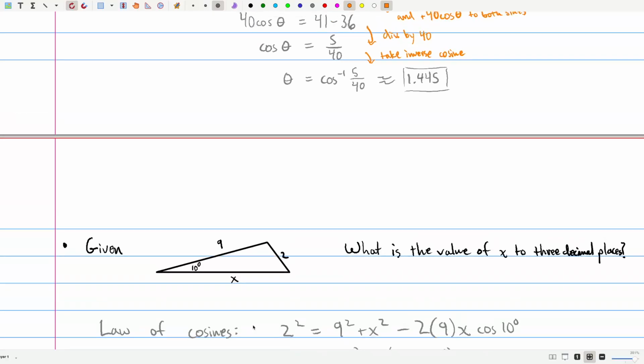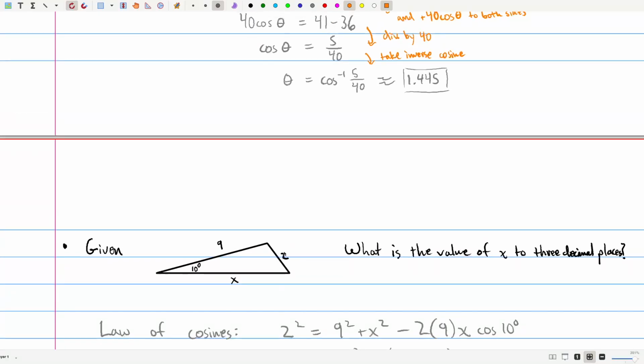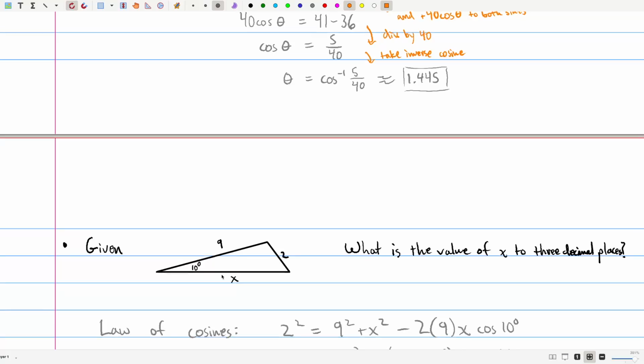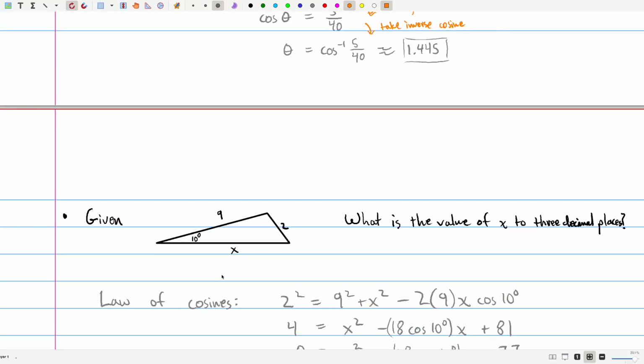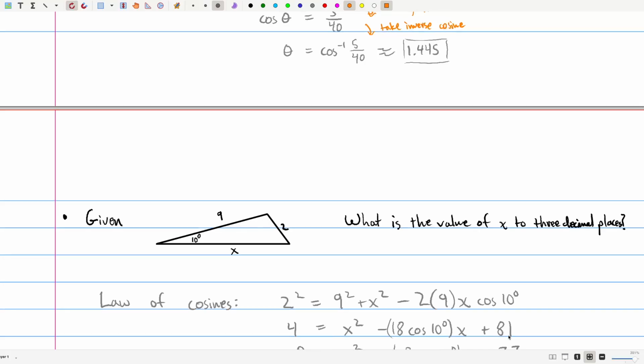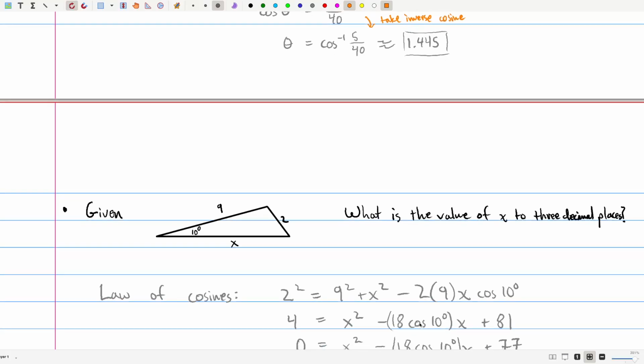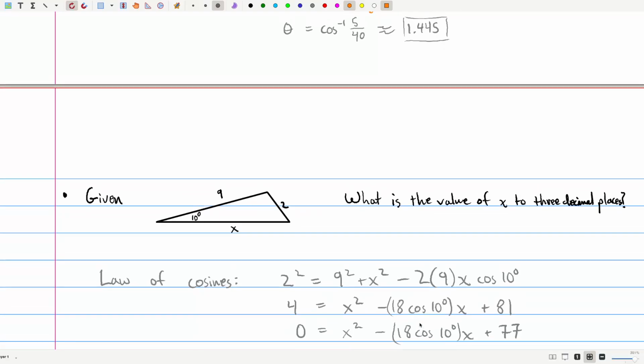So let's use the law of cosines. So we have 2 squared is 9 squared plus x squared minus 2 times 9 times x times cosine of 10 degrees. So in this case, let's see, 2 squared is 4, 9 squared is 81, and 2 times 9 is 18. So I've written it in this way. And then I subtracted 4 from both sides.